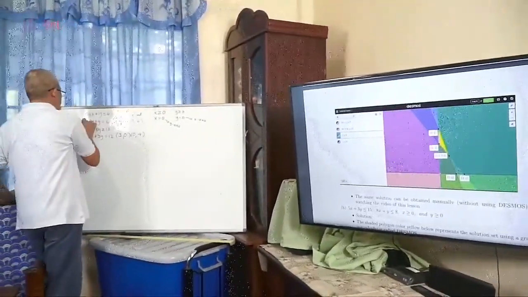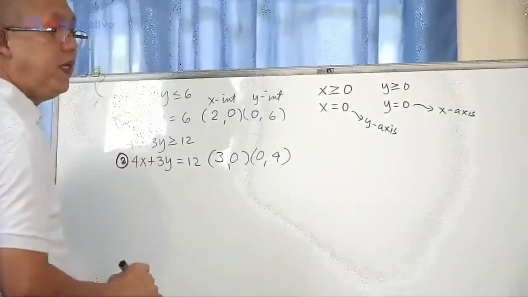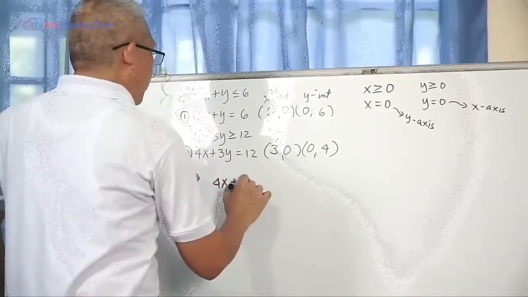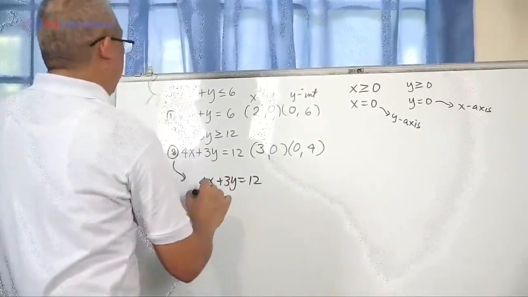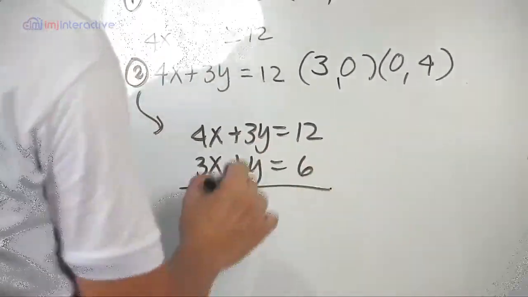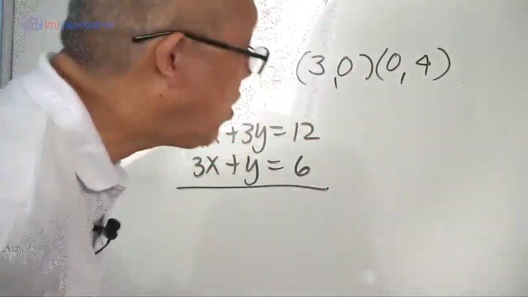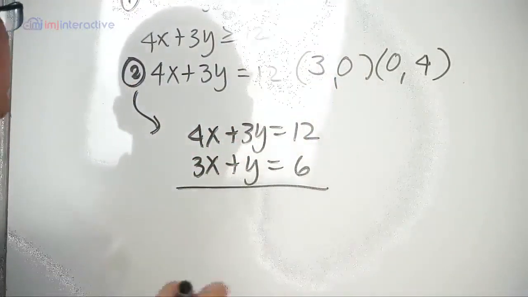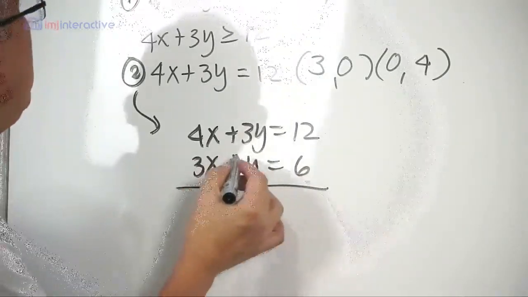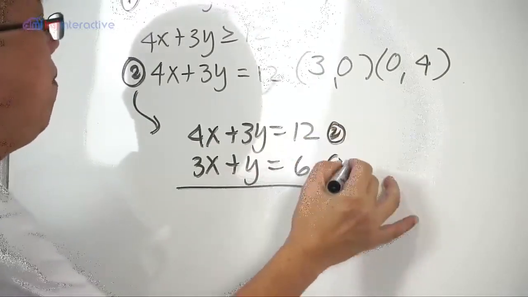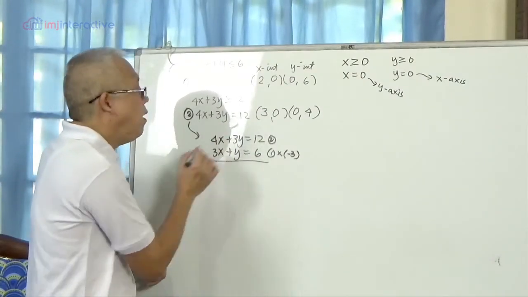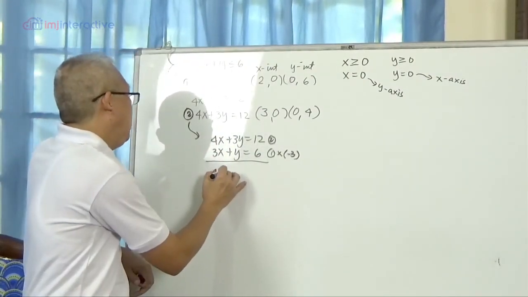So let's get the equation 1 and 2. Let's get the intersection. Beginning with number 2, 4x plus 3y equals 12 and 3x plus y equals 6. So we have to make use of elimination to find the intersection. To eliminate, this is positive 3, so all you have to do is multiply this by negative 3. So, multiply equation 1 by negative 3. Each term must be multiplied by negative 3. What about equation 2? Just copy equation 2.